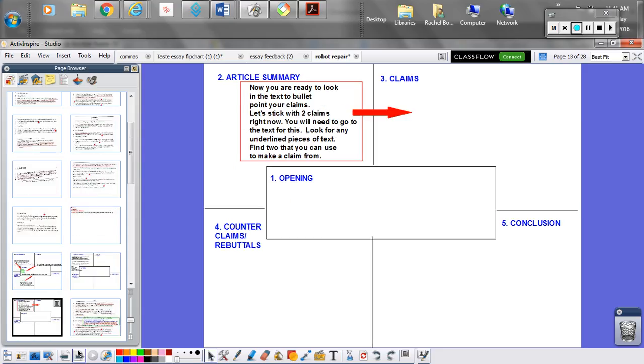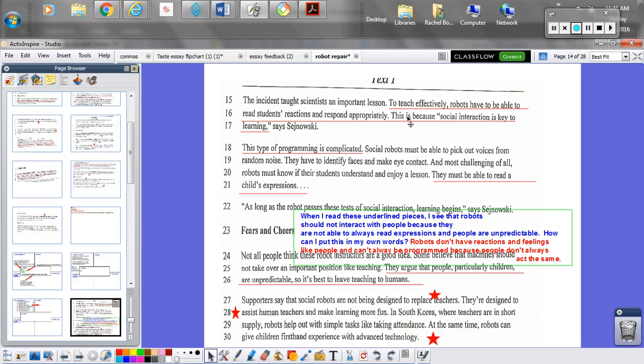So now I'm ready to look in the text to bullet point my claims. I'm going to stick with 2 claims right now. You will need to go to the text for this. Look for any underlined pieces of text and find 2 that you can use to make a claim for. So this time I'm going to scroll back through my text, or I'm going to look at any underlined pieces that really stick out. I liked these pieces that were underlined, and when I underline them, I see that robots should not interact with people because they are not always able to read expressions, and also people are unpredictable.